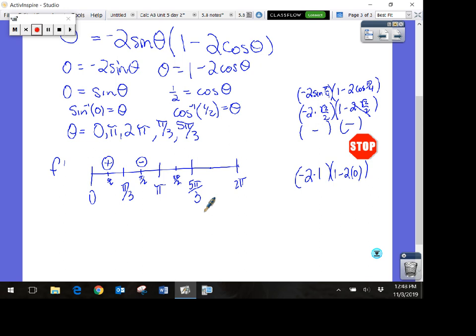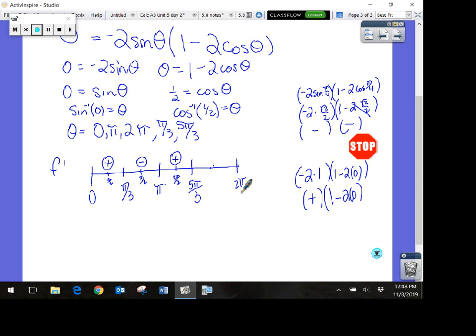Negative 2 times sine of 3 pi over 2, that gives me a positive. Then I have 2 times 0, positive times positive. This section's positive. Do not just assume it goes plus minus plus minus. Maybe it does, maybe it doesn't, but do not assume that ever.